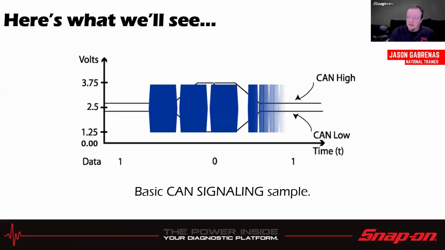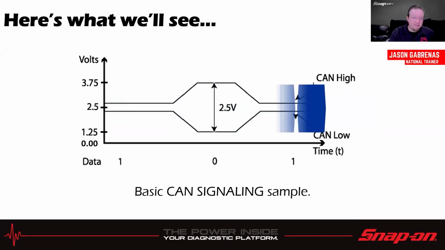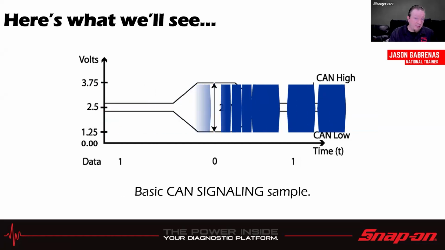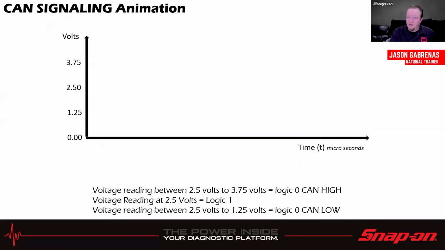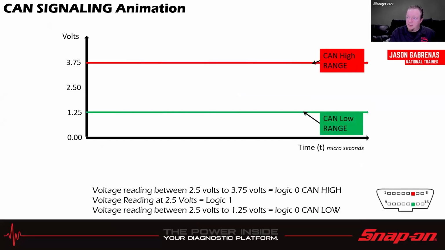And it's going to look something like this. Kind of. It's the best we could do with PowerPoint animation. But you'll see stuff going back and forth. You'll see the data going back and forth. So we have a high range and a low range. So the high range is about 3.75 volts on the high side, and then 1.25 volts on the low side.